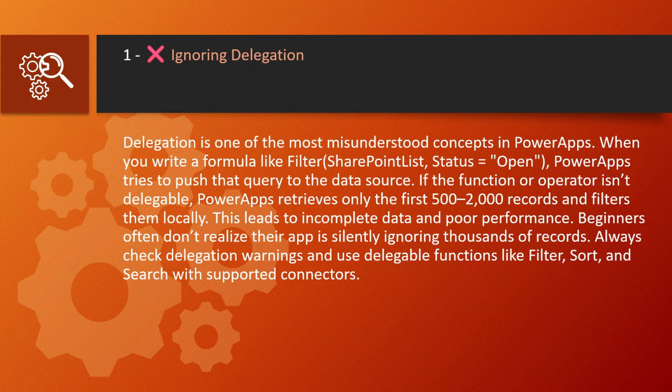Beginners often don't realize that the app is silently ignoring thousands of records, meaning it's showing an incomplete count of records. So always check the delegation warnings and use delegable functions only, like Filter, Sort and Search, that basically support multiple connectors.